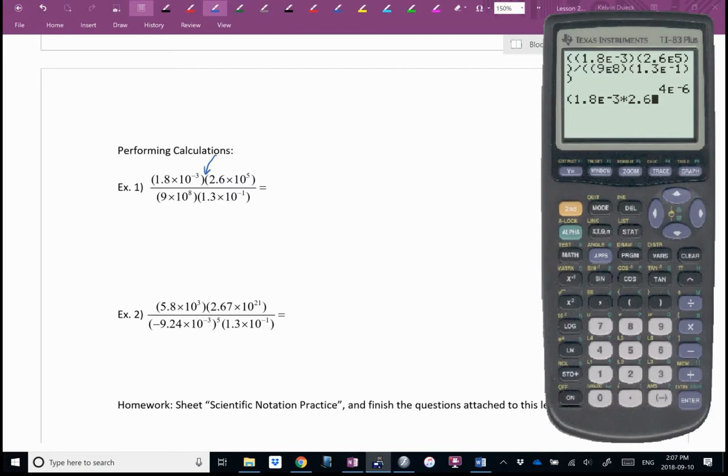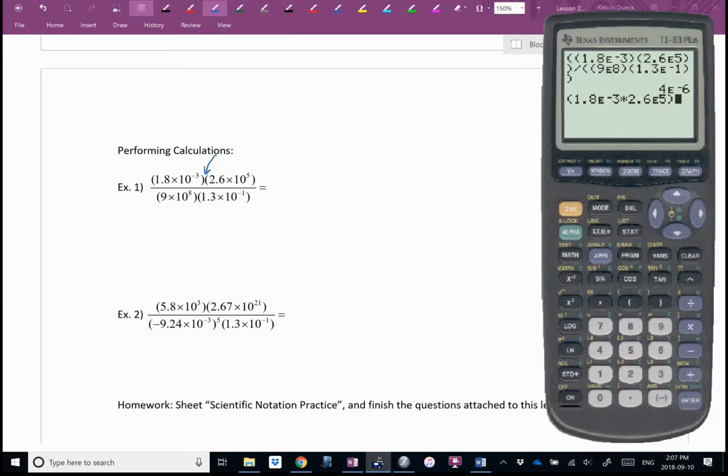2.6. Scientific notation button 5. Have we reached the end of the top? Yes. Close off the top. Close bracket. I think that's way easier to read than the top line in the previous one, yes?